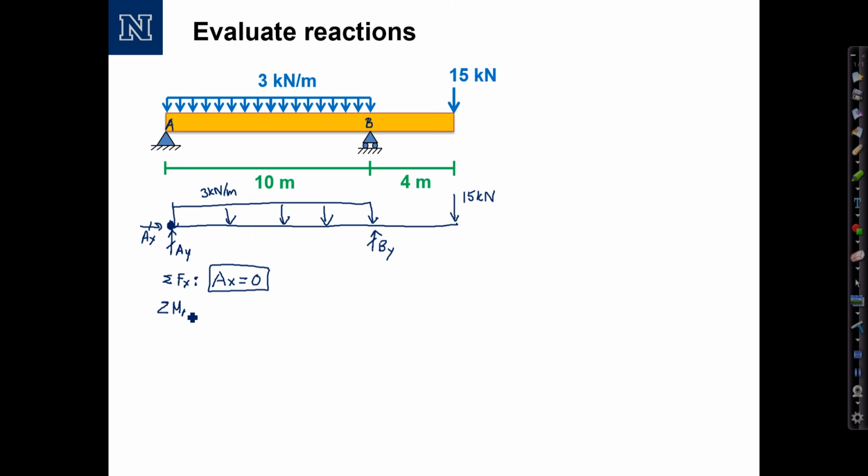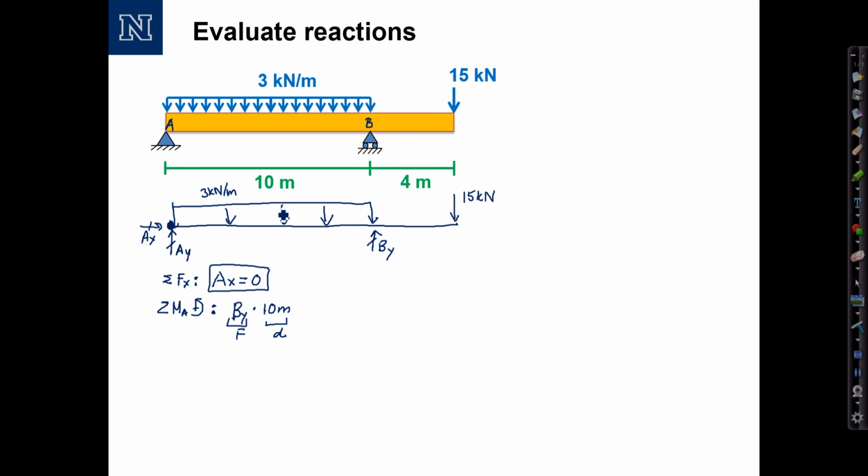The sum of the moments at A, and I'm going to consider moments in the counterclockwise direction to be positive. Okay, first let me consider the contribution for our unknown B sub y. We have the force B sub y multiplied by the distance from support A, which is 10 meters. So B sub y, this is our force term. 10 meters is the distance.